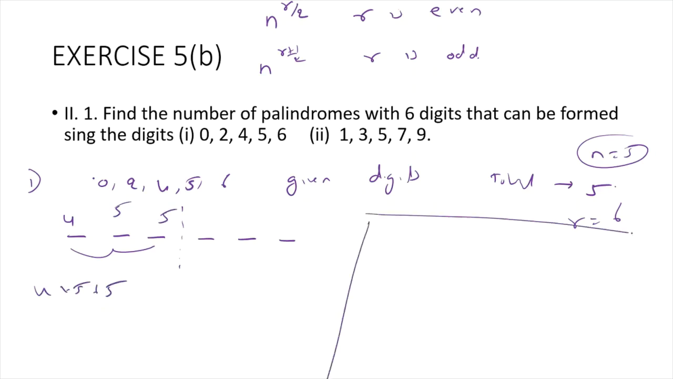And coming to the second one, there are no restrictions on these blanks. So I can fill these 3 blanks in any of these 5 ways. Therefore here the answer is going to be 5 times 5 times 5, which is equal to 5 cubed. So whenever 0 is there, you have to be a little bit careful. You should not use the formula directly.